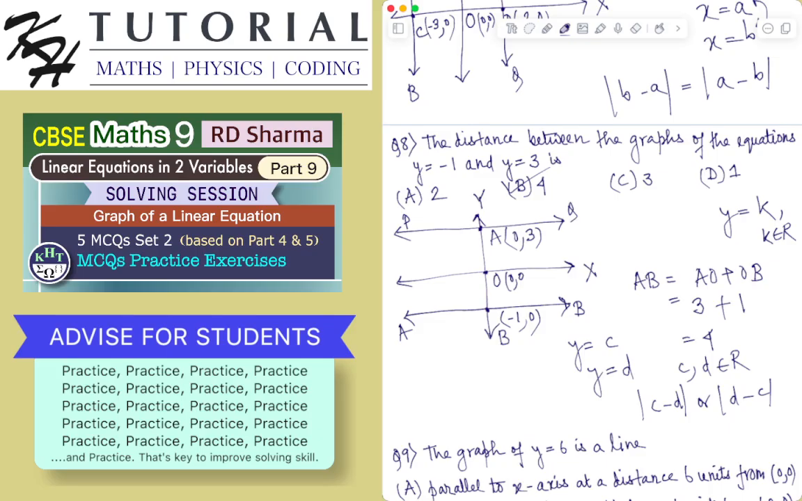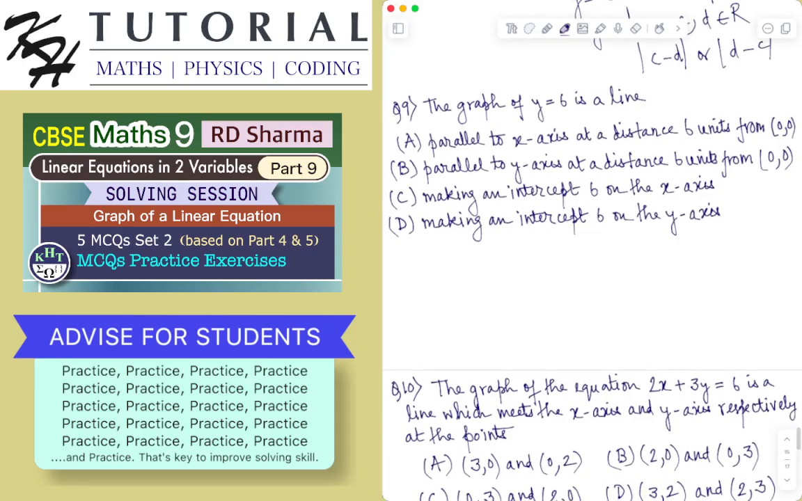Let's see the next question. Question number 9. The graph of y equals 6 is a line. Now first of all, without seeing the choices, you must be able to draw the graph of the equation y equals 6. So this is the y-axis, this is the x-axis. Obviously y equals 6 will be a line parallel to the x-axis, and since 6 is a positive value, that line will be above the x-axis at a distance of 6 units from the origin.